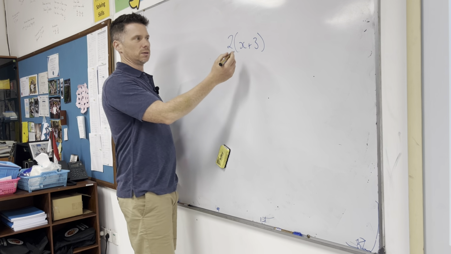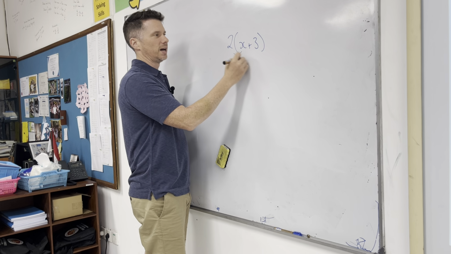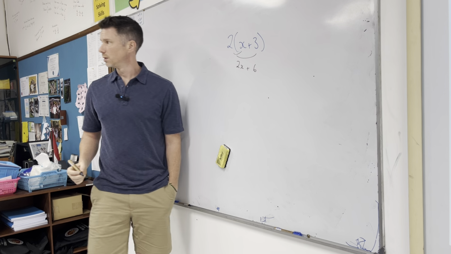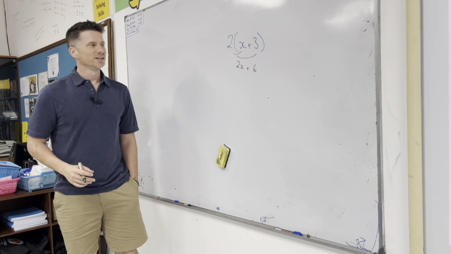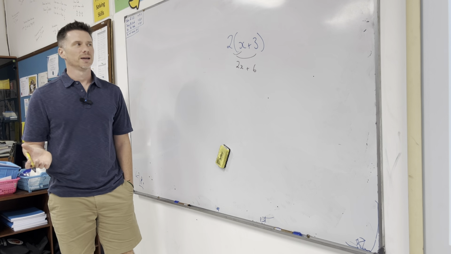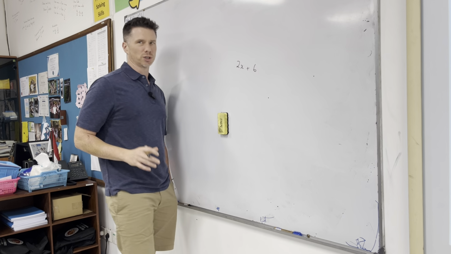2 times the bracket x plus 3 means 2 times x and 2 times 3. So we can get this far. But what happens if I said, what was the question?